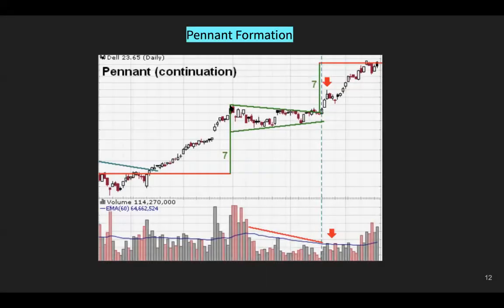Now, you see the pole, the size of the pole? You start the size of the pole from the last resistance level. That's the size of the pole. The size of the pole is usually the size of the breakout. Does that make sense?